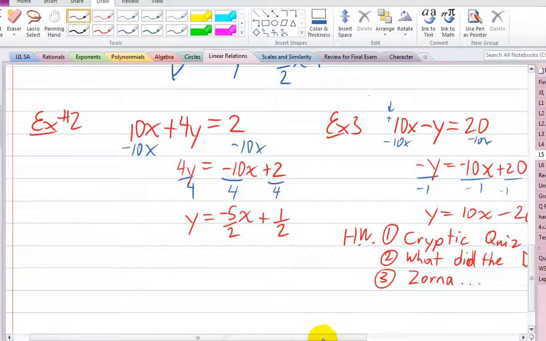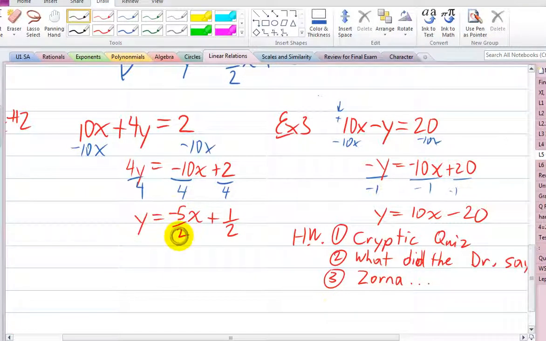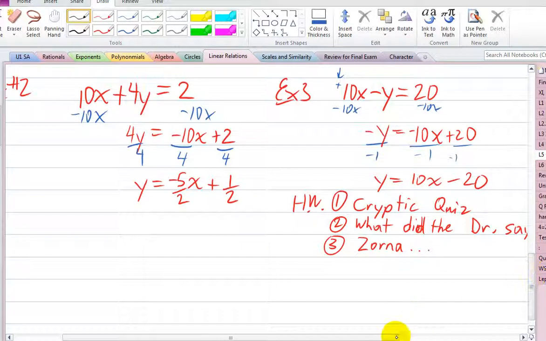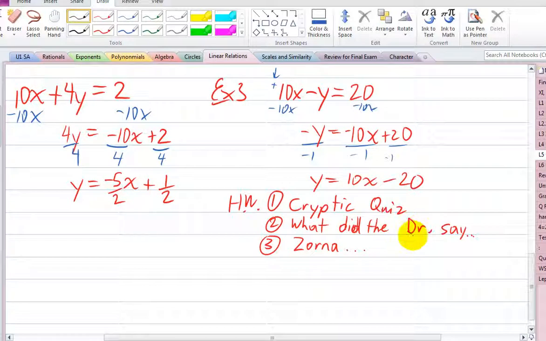Okay, so here's some examples. Y equals -5/2x plus 1/2. Okay, here y equals 10x minus 20. So if you have a negative y, you're dividing by -1. Okay, in your homework, where you had 3 worksheets. Cryptic quiz, what did the doctor say in Zorna? Any questions?